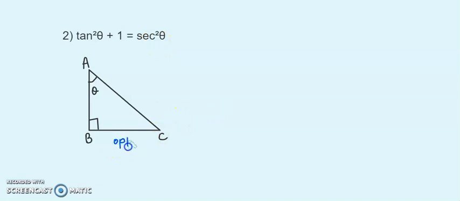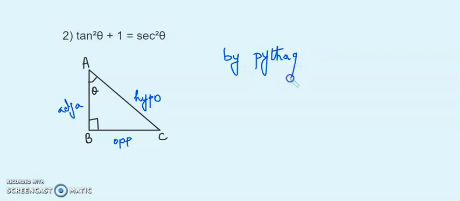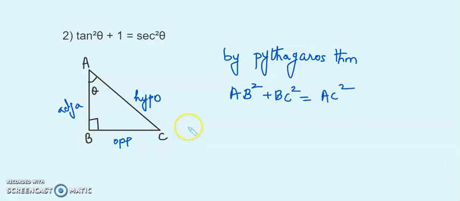Again, let me label the opposite, adjacent and hypotenuse. Now in the previous proof, what did I do? I divided by the hypotenuse. In this case, I'm going to divide by the adjacent side. So let's start. First of all, we'll say AB square plus BC square equals AC square. Now, which side is the adjacent side here? Yes, it's AB. So I'm going to divide by AB square throughout.